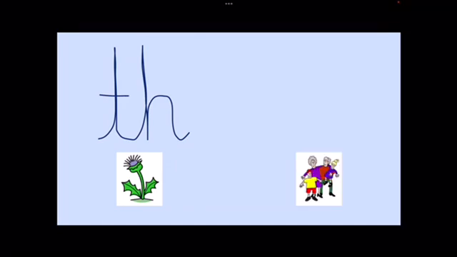And if we hear F, like in thistle, and our tongue is between our teeth, we write TH. And if we hear the sound like in them, and our tongue is between our teeth, we write TH again. A sound choice to think about when we're writing.